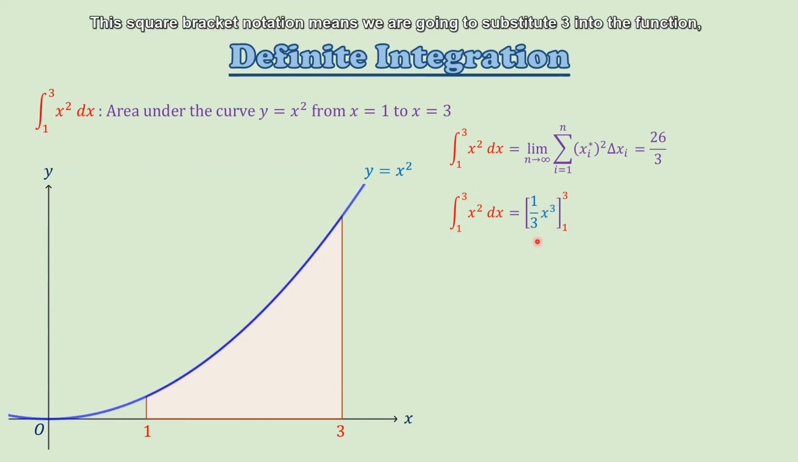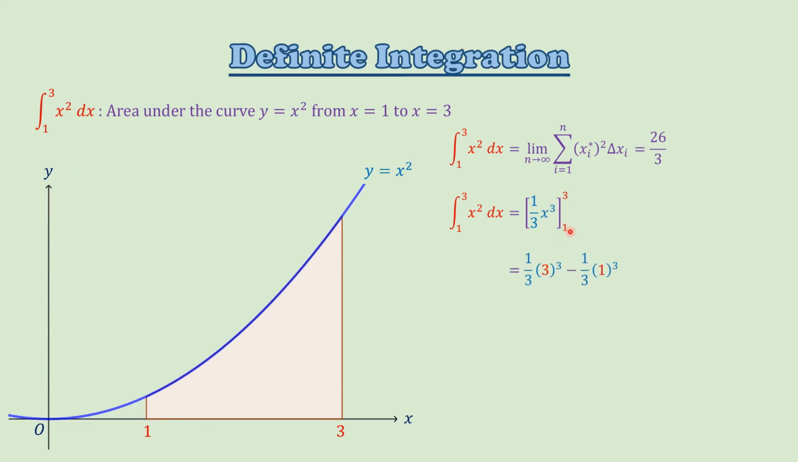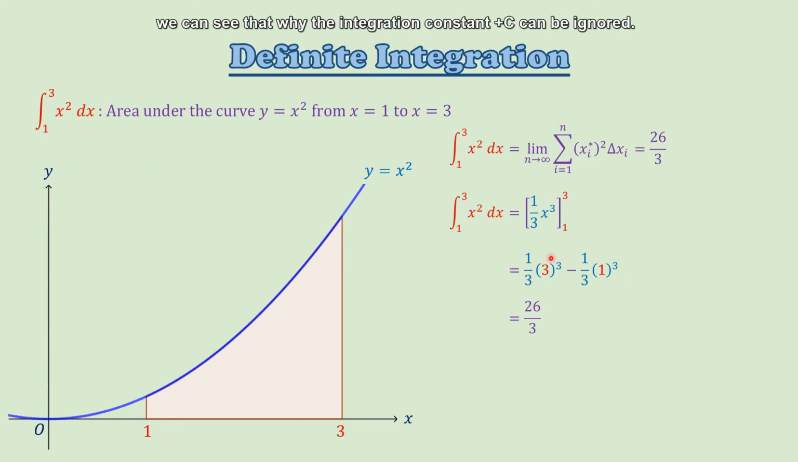This square bracket notation means we're going to substitute 3 into the function, and then 1 into the function, and then subtract them. As a result, it is exactly equal to 26/3. From the subtraction, we can see that the integration constant plus c can be ignored, because the constant will be cancelled anyway, so we can simply omit it in the first place.